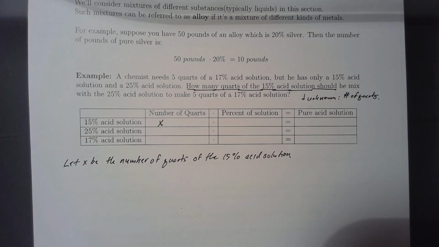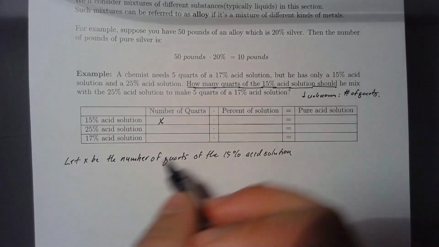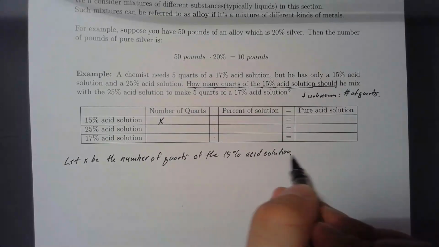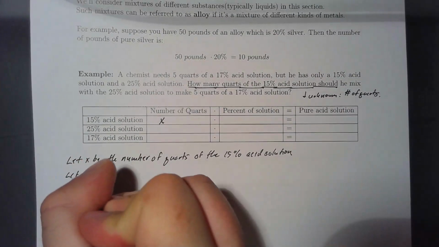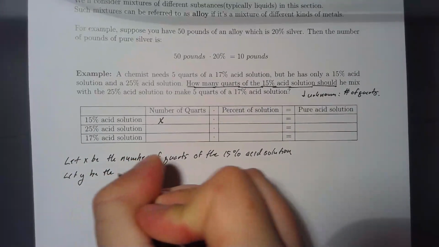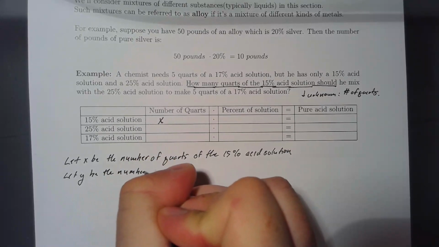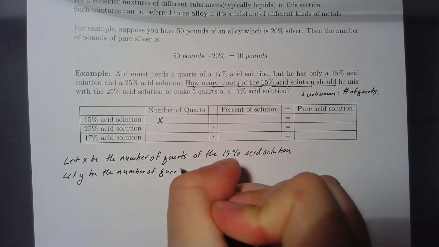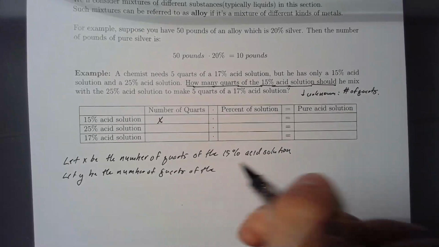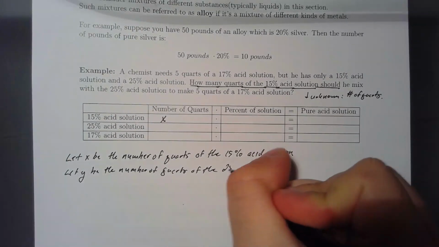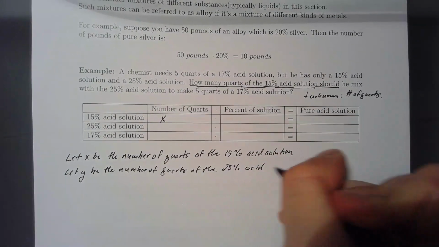Actually, I think I do have two unknowns. Yeah, how many quarts of the 15% acid solution should he mix with the 25% acid solution? Yeah, my bad. So let X be the number of quarts of the 15% acid solution. Let Y be the number of quarts of the 25% acid solution.